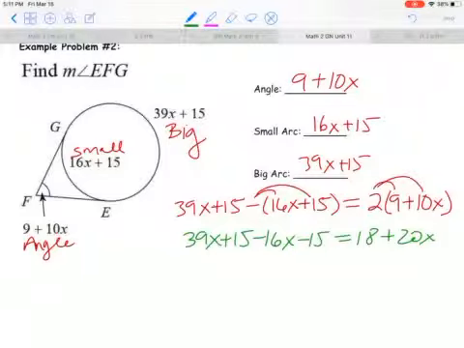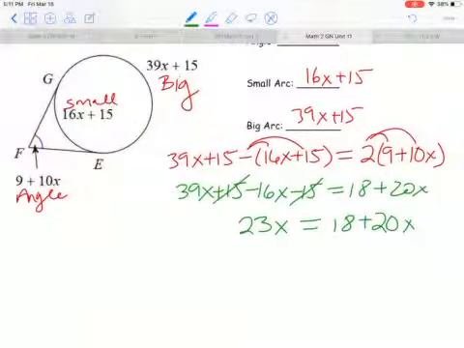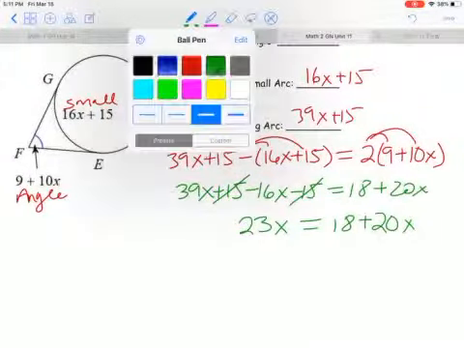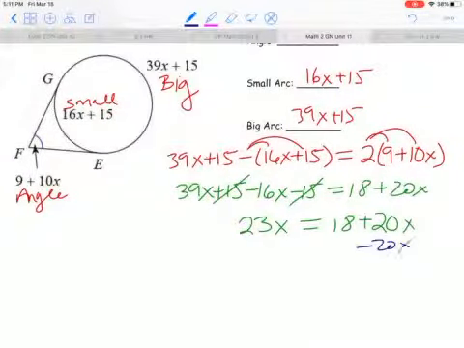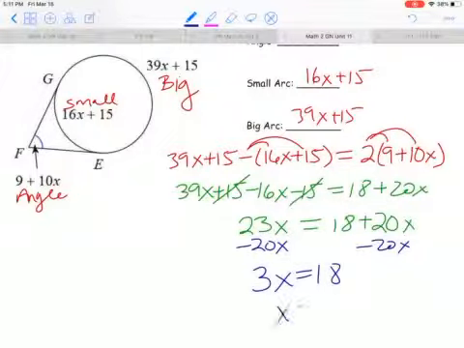Adding, let me add terms first because it's a little easier. So we get 23x, and those cancel, equals 18 plus 20x. So then move all the x's to one side. So we get 3x equaling 18, and x is 6 when you divide that 3 out.